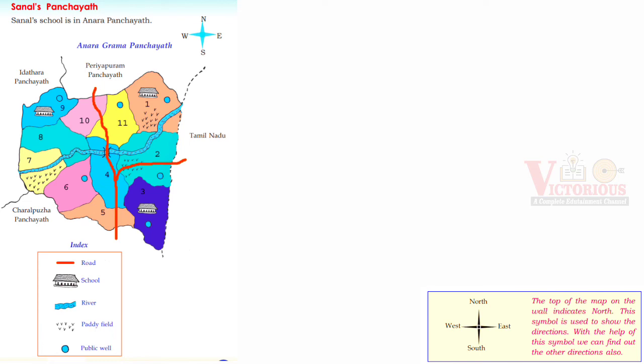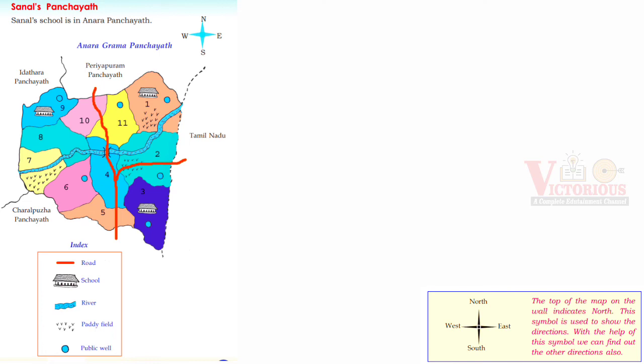Anara Gram Panchayat has a boundary. We can see Idattara Panchayat, Periyapuram Panchayat, Tamil Nadu, and other things. If we look at the index, we can see road, school, river, field, public well, all are spotted with symbols, right? So try to answer the following questions. Can you see this picture? Anara Gram Panchayat. So try to answer the following questions, okay?